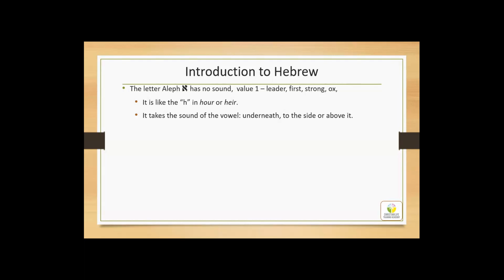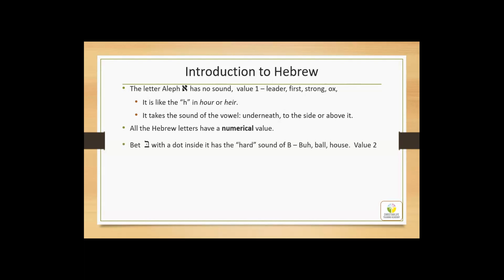Right, so now our Aleph, or any of the consonants in the alphabet, and particularly the Aleph, to give it a sound, it takes the sound of a vowel underneath, or to the side, or on top. Right? All the Hebrew letters have a numerical number. All of them. Okay? But we'll get to their values just now.